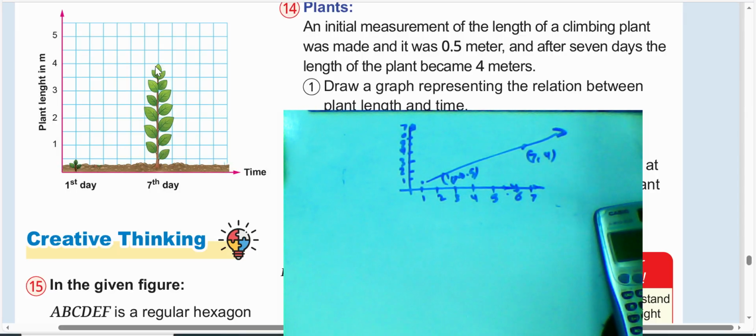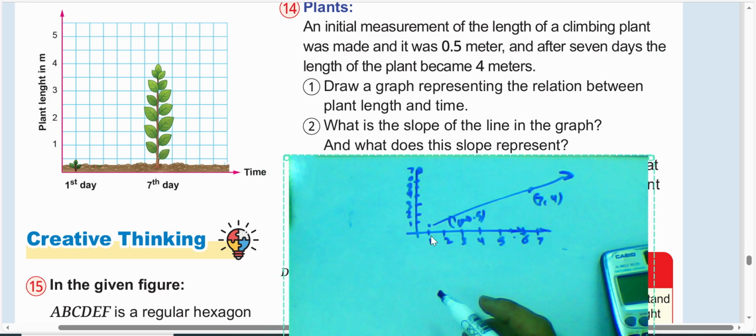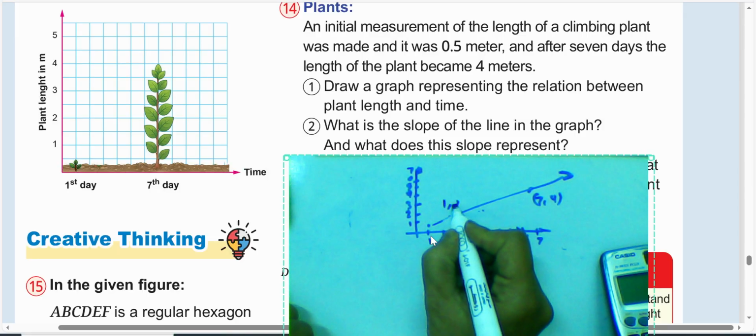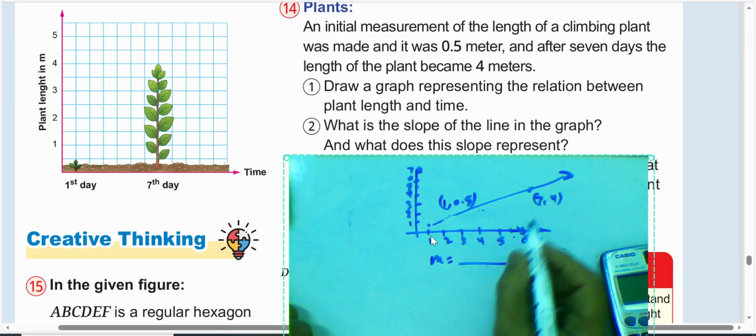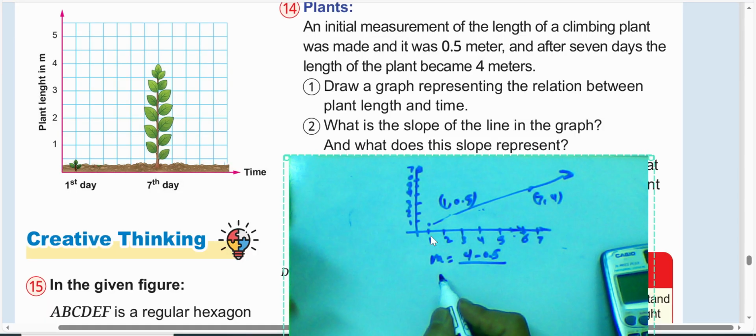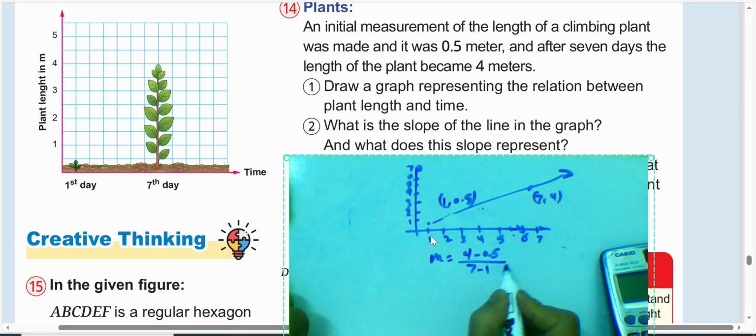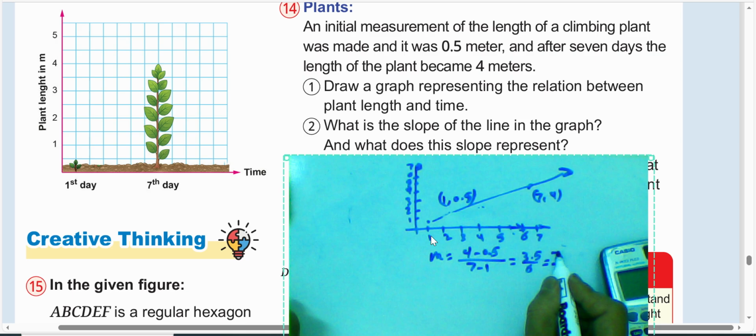This is question number 1. Question number 2. What is the slope of a straight line graph and what does this slope represent? Okay, we can find the slope between 2 points. We have here 1 and half and 7 and 4. The slope will be equal 4 minus half, subtract by 7 minus 1. 4 minus half will be 3.5 over 6. We can multiply by 10, it will be 35 over 60, divided by 5 it will be 7 over 12. And the slope will be 7 over 12.